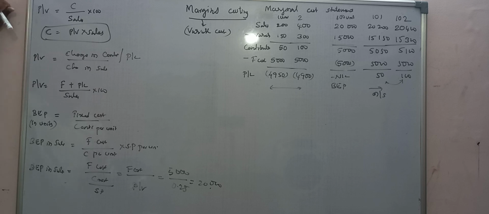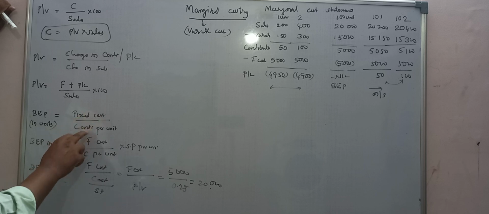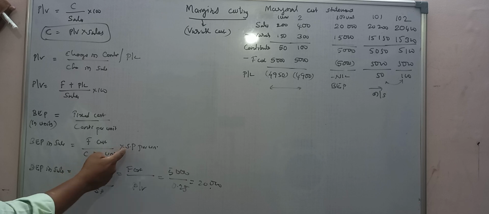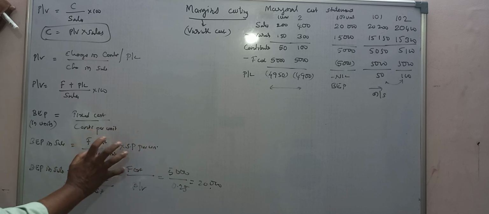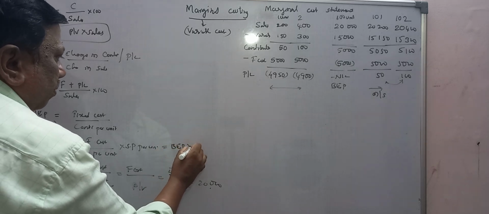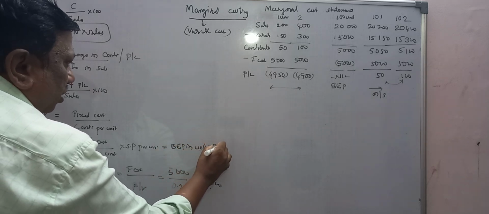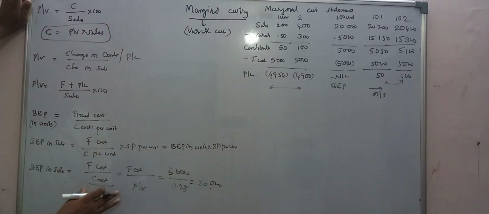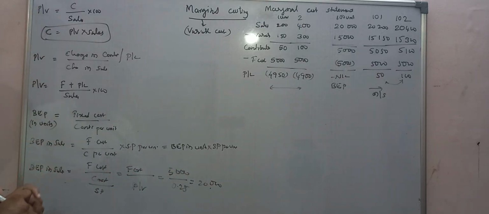So to calculate BEP units, fixed cost divided by contribution per unit. If you want it in amount, fixed cost divided by contribution per unit into selling price. Or if you know BEP units directly, we multiply BEP units into selling price per unit. So this also we can use to calculate BEP sales. Or if you know PV ratio directly, fixed cost divided by PV will give the same sales amount. So this is to calculate BEP sales. One more method.